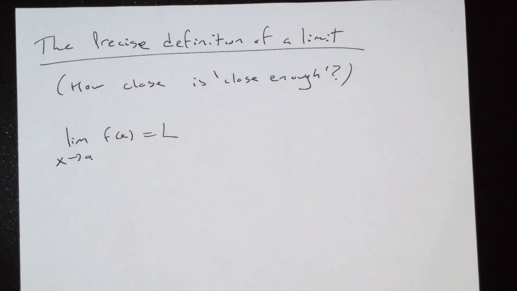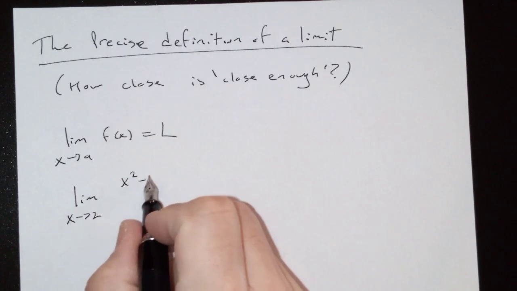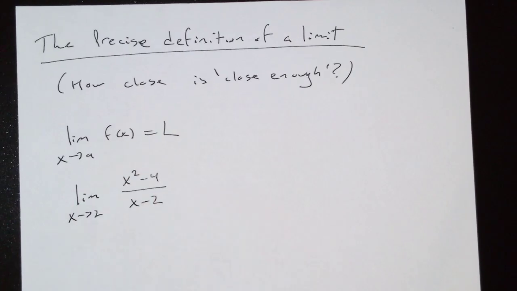Let's do an example. Now I know that if I were to just attempt to evaluate this by plugging in x equals 2, I'd have a problem. I'd end up with an indeterminate form. Putting in 2 on the bottom gives me a 0, but so does putting in 2 on the top. 0 over 0 is indeterminate, but I remember there's a way to work around that. This happens to factor nicely.